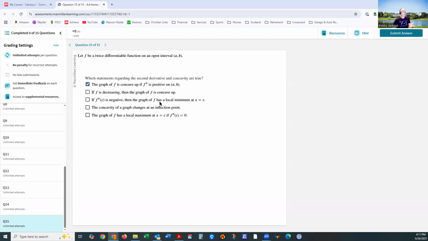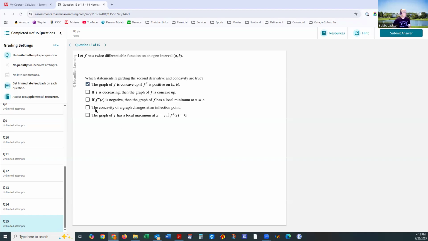Even if they had said instead f has a local maximum at x equals c, that still we couldn't say is true, because what has to be true is that the derivative at c would have to be zero. That information is missing. So we've got sort of two problems here. This is not true in general.